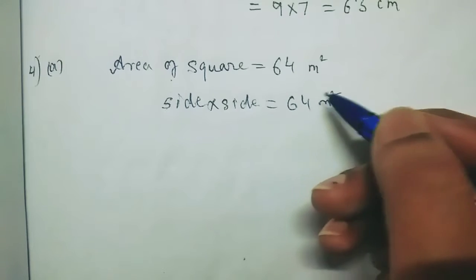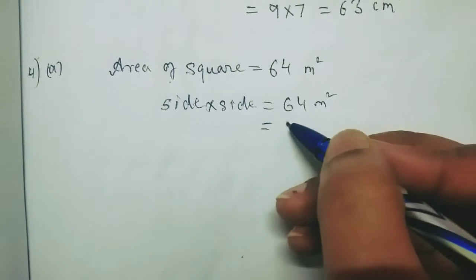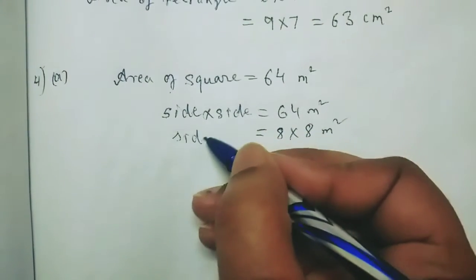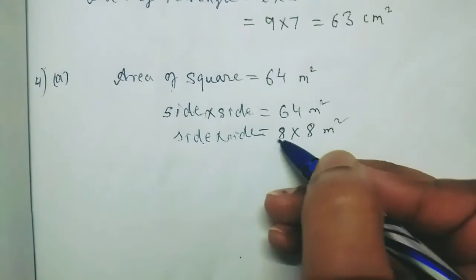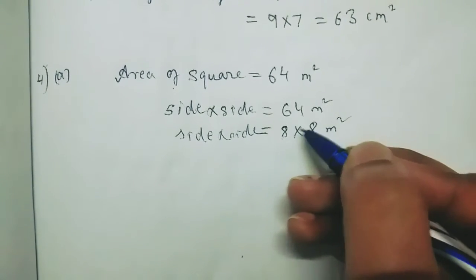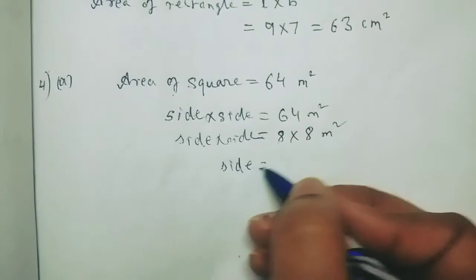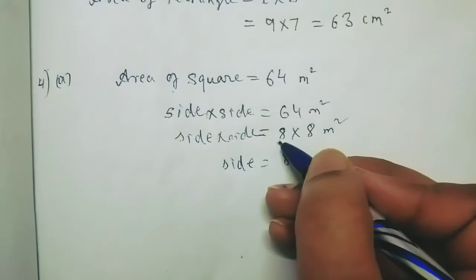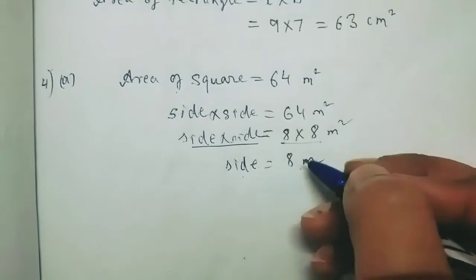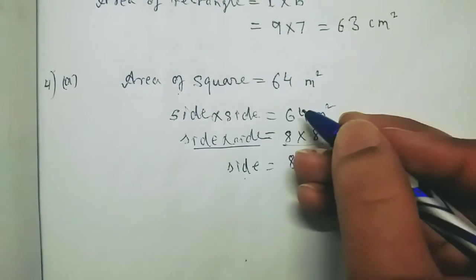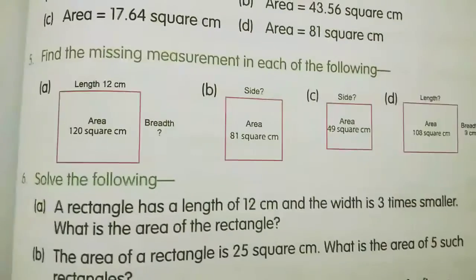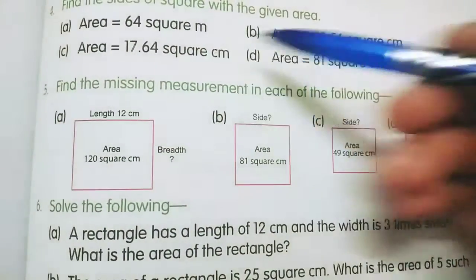Then 8 and 8 both are same number. So you will write like this: 8 into 8 meter square. So here, so side into side. Okay. So 8 into 8 is 64. So in this way it is divided into two parts. So side of the square will become this 8 meter in this way. Okay. Because both are same and here also both are same, that means side is 8 meter. In this way you have to find the side of the square by breaking the number into two similar numbers. Okay, understood? Now rest of the questions are homework B, C and D.